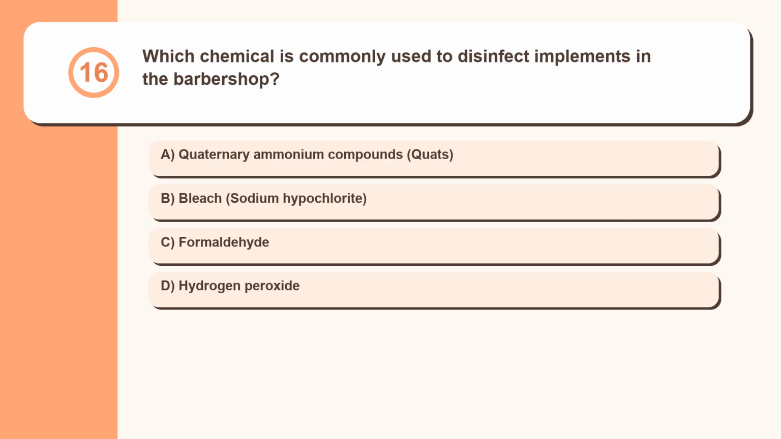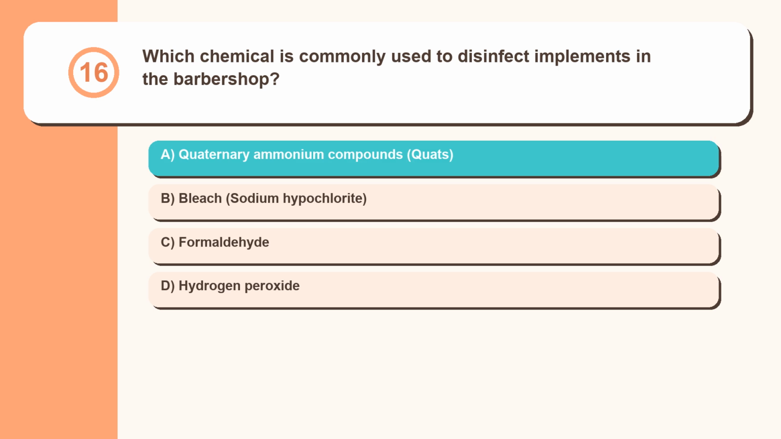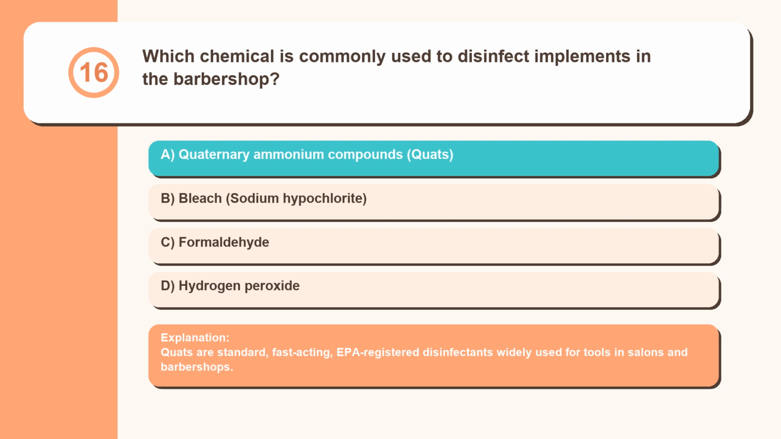Question 16. Which chemical is commonly used to disinfect implements in the barbershop? Quaternary ammonium compounds, quats, bleach, sodium hypochlorite, formaldehyde, or hydrogen peroxide? Quats are standard, fast-acting, EPA-registered disinfectants widely used for tools in salons and barbershops.